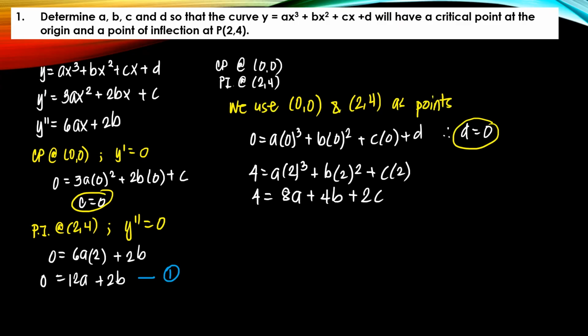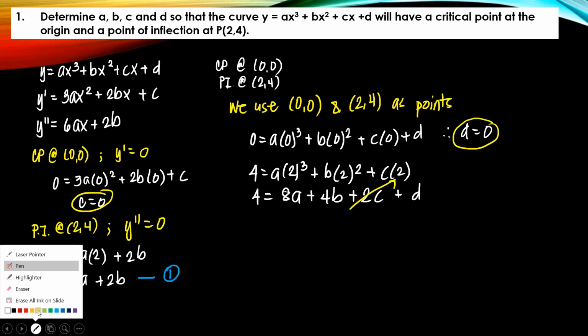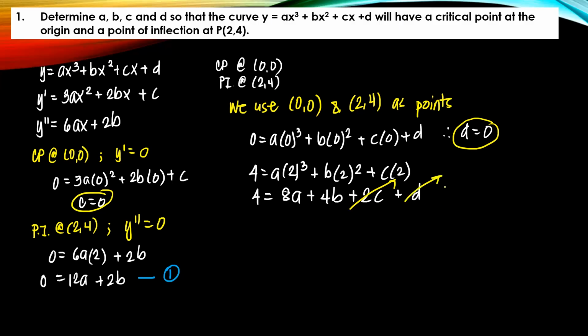Right? So what can we solve? We know that c is 0. We know that d is 0. So I'll write here d first. We know that this one is also 0.